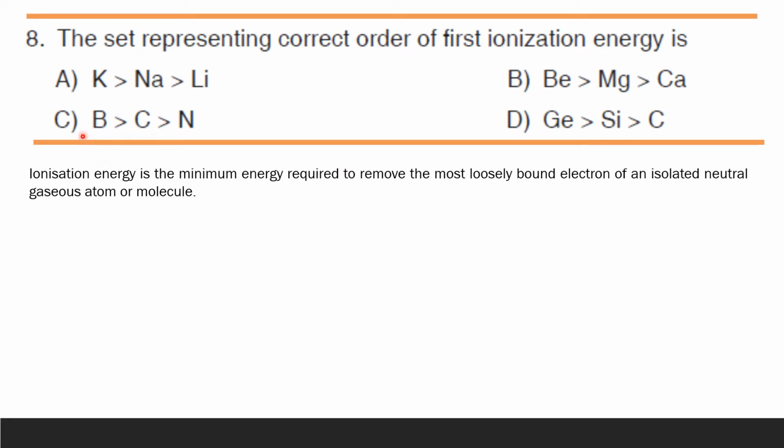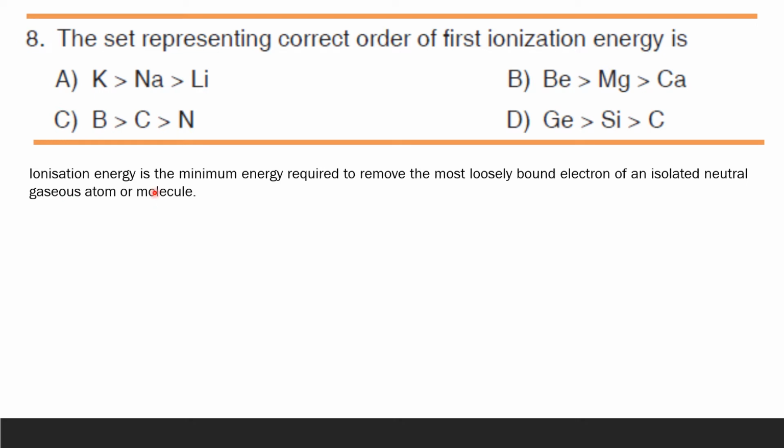So let's have the third question of this video. The set representing the correct order of first ionization energy is, and here also you are provided with 4 different options. In order to answer this question, you should have an idea of what ionization energy is. Ionization energy is the minimum energy that is required to remove the most loosely bound electron of an isolated neutral gaseous atom or molecule. In this definition, the term gaseous is very important. That is, only in the gaseous state can you define ionization energy.